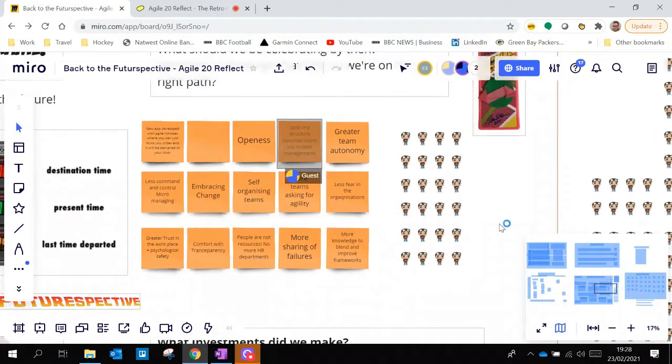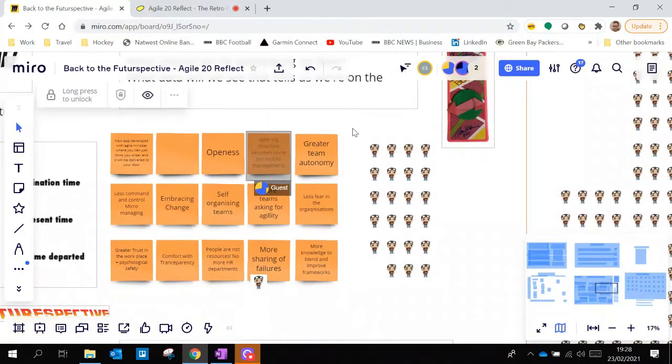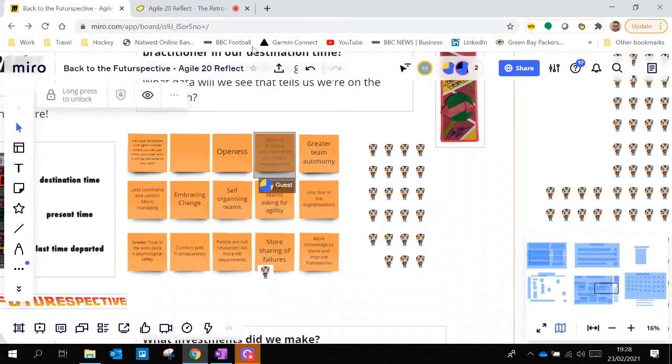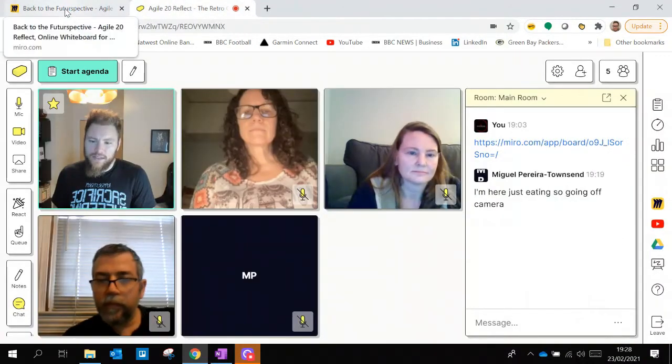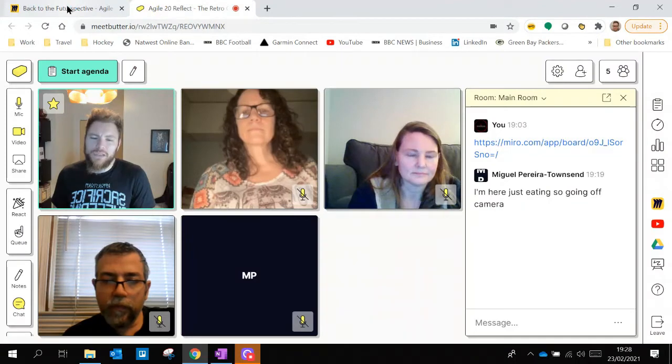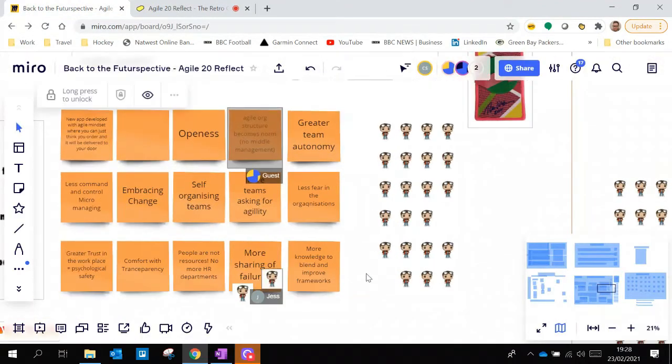Alright, so same again. Grab your little Marty McFlys. Chuck them on the one, again, this time that you most like to see. If you have one of these, you have 2 votes, but the ones you'd most like to see, that you'd love to see 20 years from now.